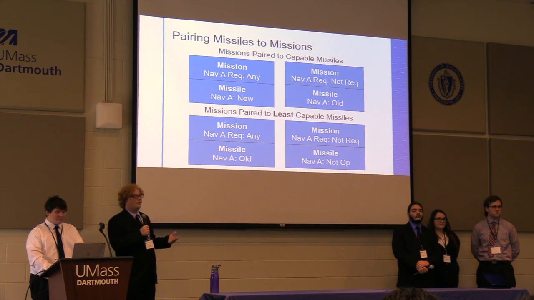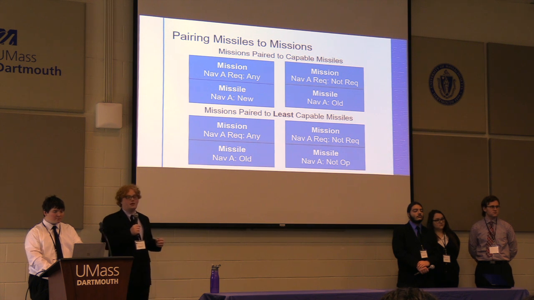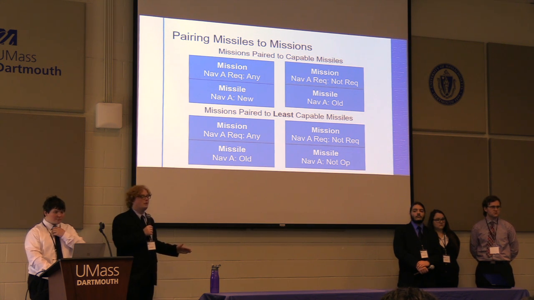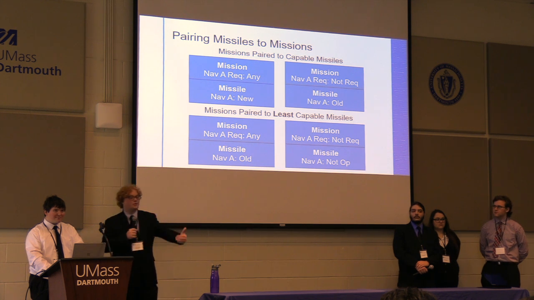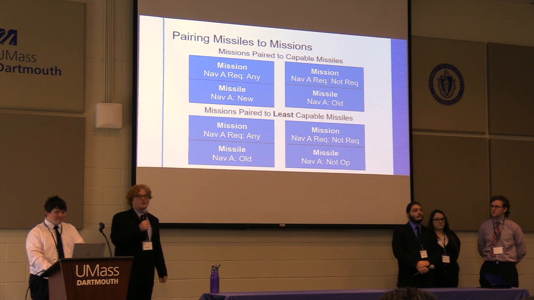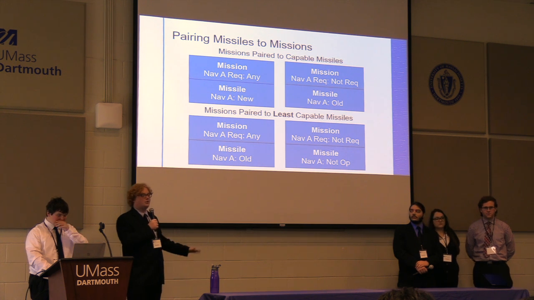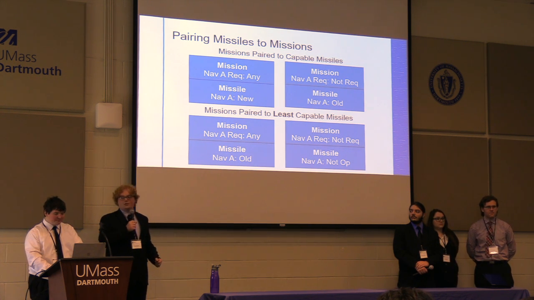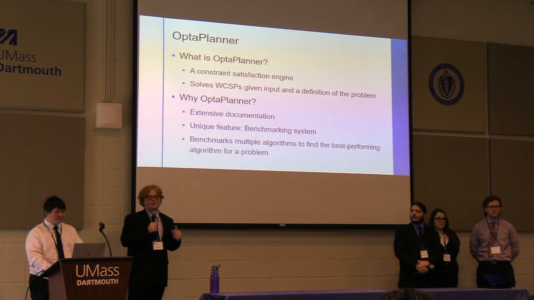To give another example, in the top right of the slide, we have a mission that requires navigation A of none, it's not required. We gave it a missile with a navigation A of hold. This missile can fly the mission, but we can do better. In the bottom right of the slide, we can see doing better, where it's the same mission with no navigation A required, and we gave it a missile with a non-operational navigation A. That is the least capable missile.